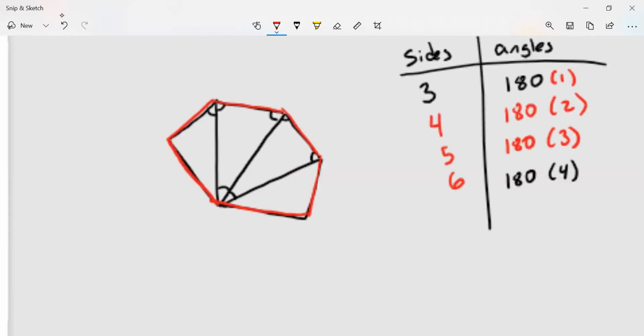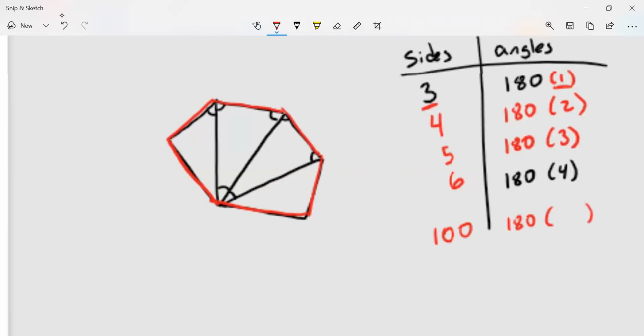There's a relationship between the amount of sides and how many 180s I have. When I had 3 sides, I had to multiply 180 times 1. When I have 4 sides, 180 times 2. When I have 5 sides, 180 times 3. When I had 6 sides, 180 times 4. I'm not going to do the figure, but I'm hoping you get to see it. If I had 100 sides, I'm going to go 180 times what?